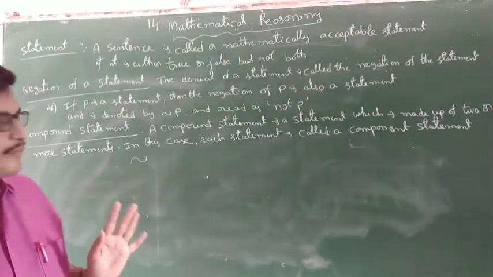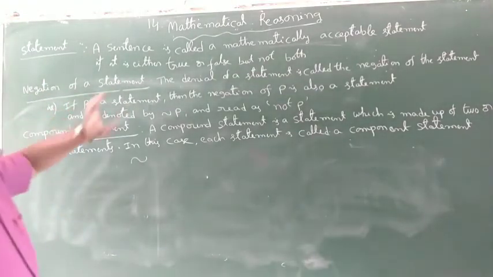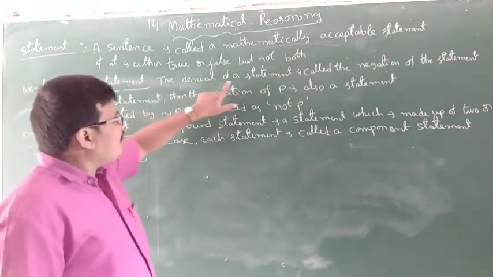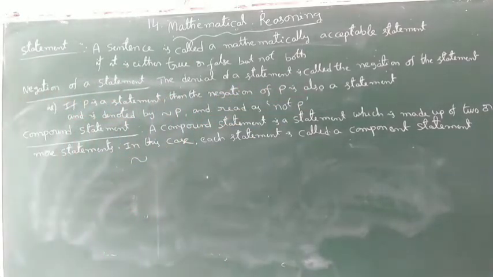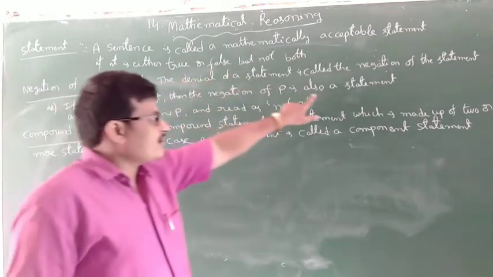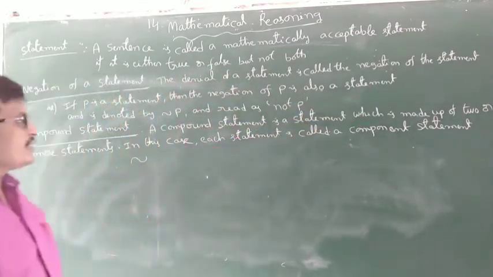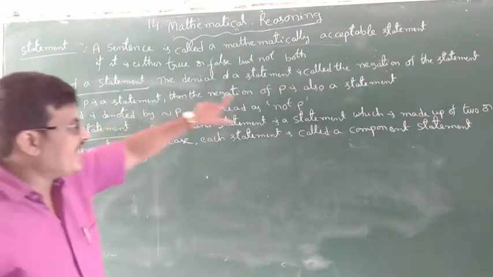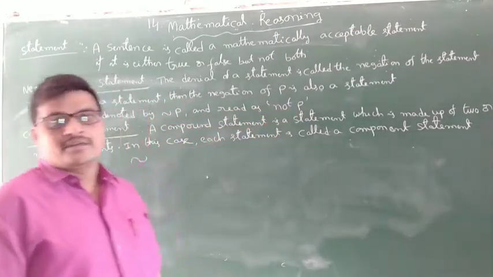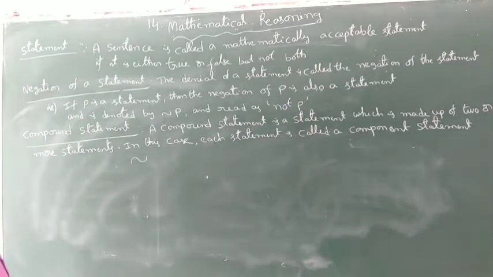Not both. Okay. Next, negation of a statement. The denial of a statement is called the negation of the statement. If P is a statement, the negation of P is also a statement. It is denoted by the negation symbol and read as not P.